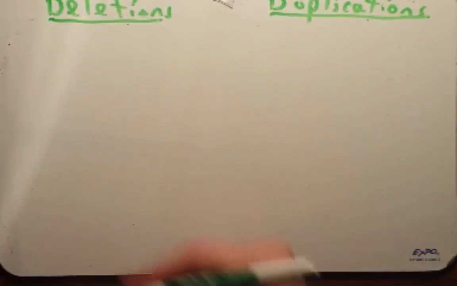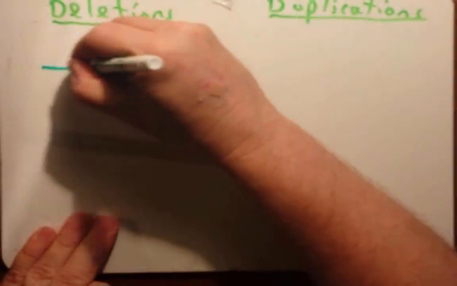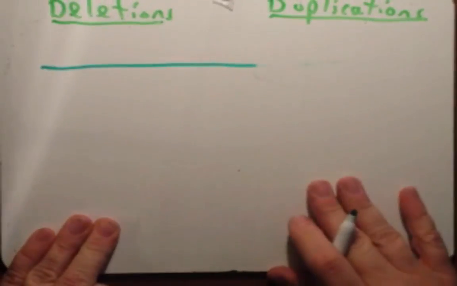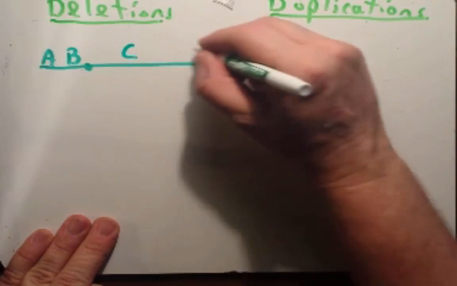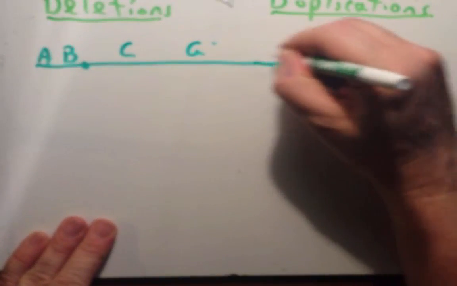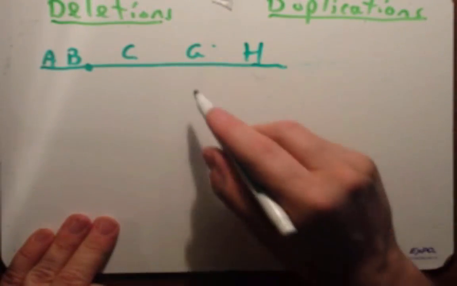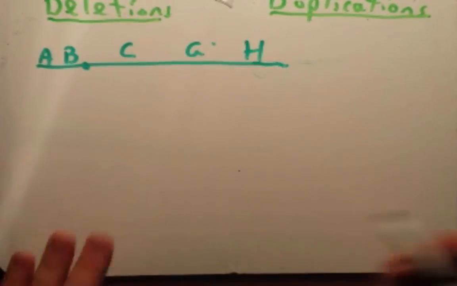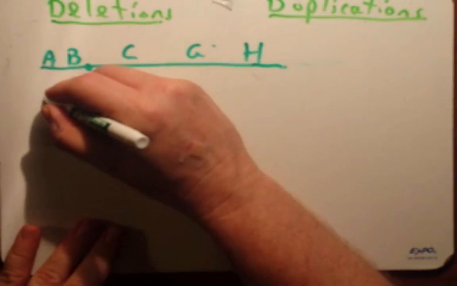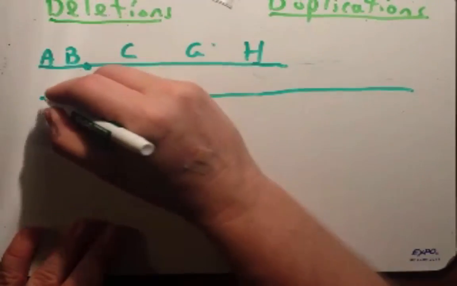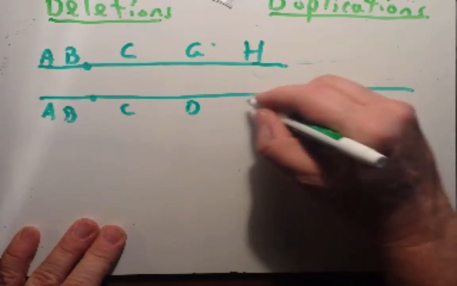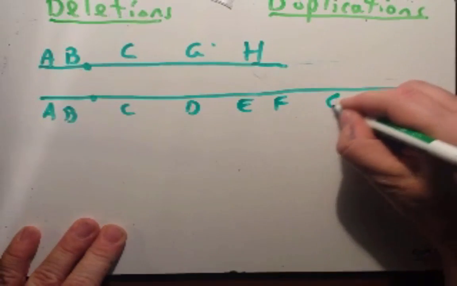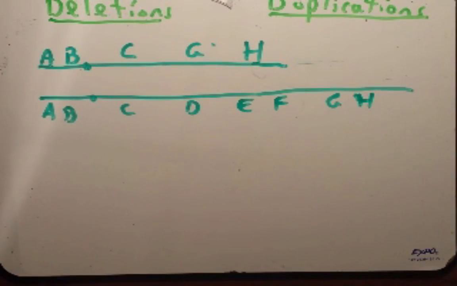Okay, so let's again draw our chromosome. I'm going to draw the deleted one first, A, B, and then C, G, H. In this example, we've deleted genes D, E, and F. They're gone. Now the only way that we can make this homologous chromosome line up with it, remember it's A, B, C, D, E, F, G, H. Still has all of them. So to synapse, we're going to form a loop.